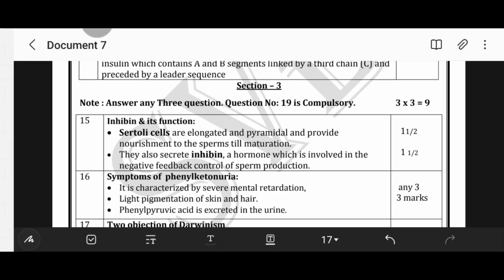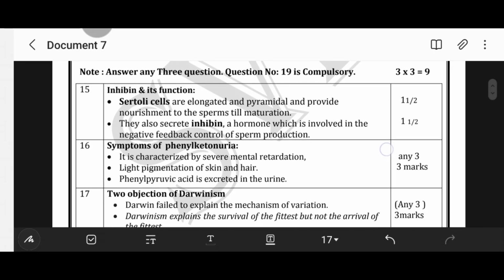The inhibin is secreted by Sertoli cells. So Sertoli cells are responsible for the nourishment of the sperm till maturation. So, 3 marks. And question number 16, chapter 4, one of the easy book back questions: symptoms of phenylketonuria. The symptoms are severe mental retardation, light pigmentation of the skin and hair, and phenylpyruvic acid is excreted in the urine. These are the symptoms of phenylketonuria.